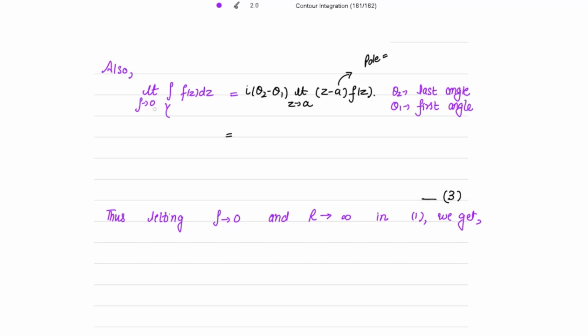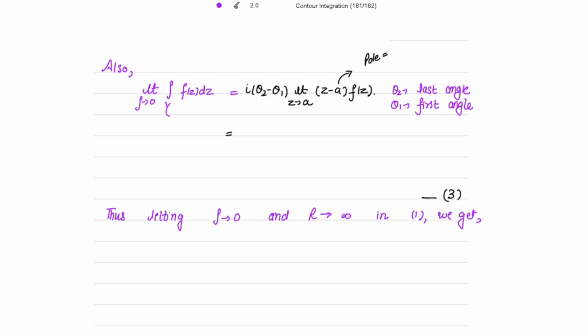So limit rho tends to 0, integral over gamma f of z dz. This is equal to, what is the formula? This is iota times (theta 2 minus theta 1) times limit z tends to a of (z minus a) f of z, where a is your pole and that a is 0. And theta 2 is your last angle, which is 0, and theta 1 is your first angle, which is pi.